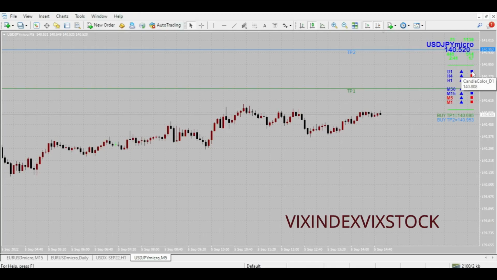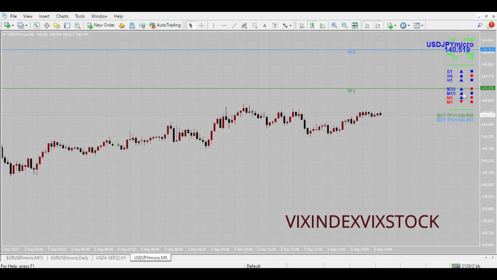This is candle color. On the daily time frame, the candle is blue. On the 4 hourly, it's actually red. On the 1 hour, it's blue. On the 30 minute, it's actually red. On the 15 minute, it's actually blue. On the 5 minute and 1 minute, it's actually red. If you look at my chart there, my black is for red, and my maroon is for buys, which is blue. So it's actually matching the candle colors.